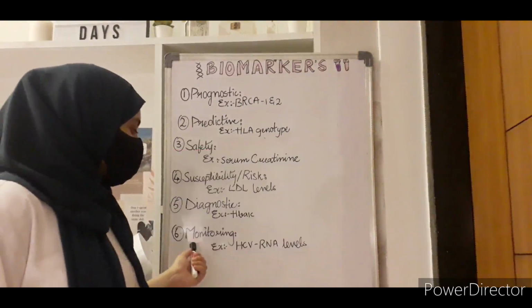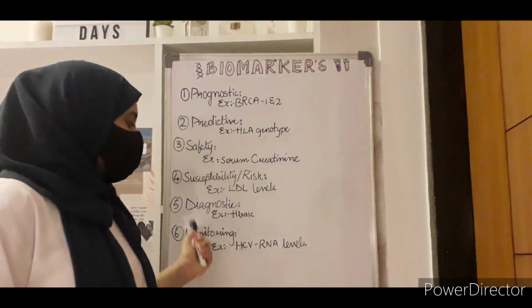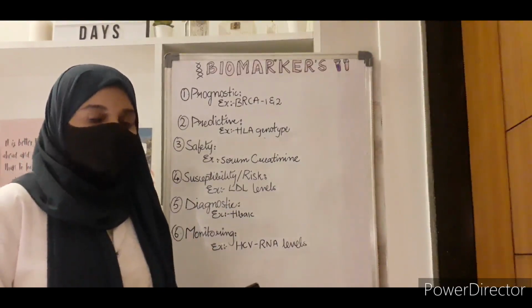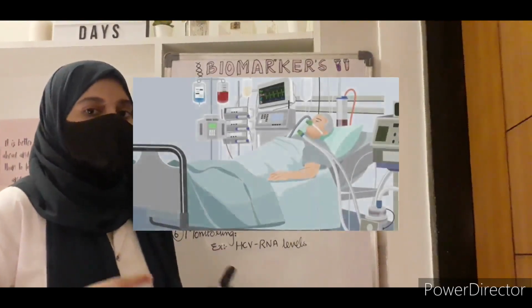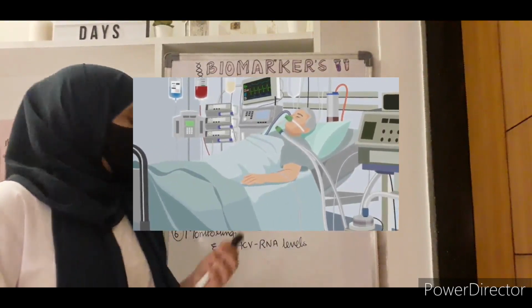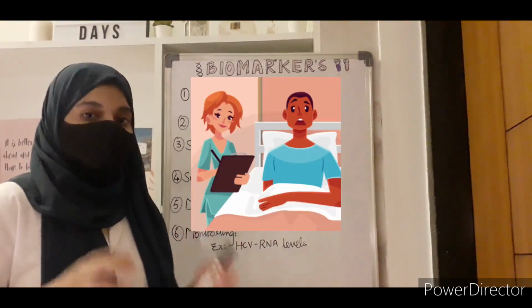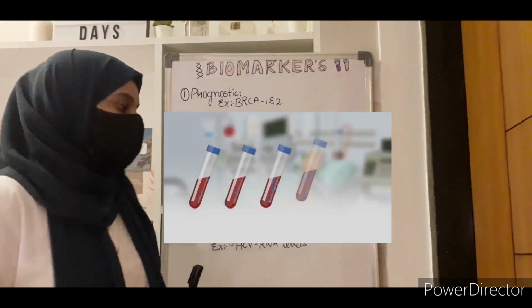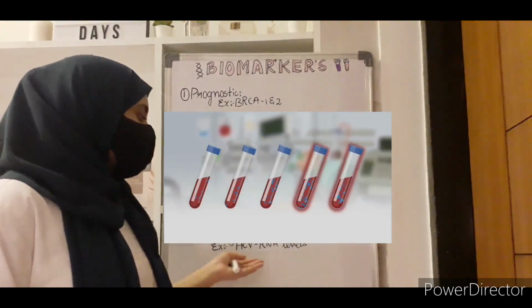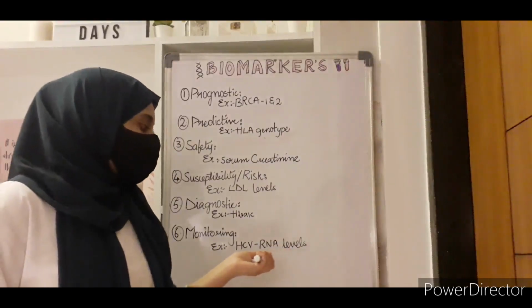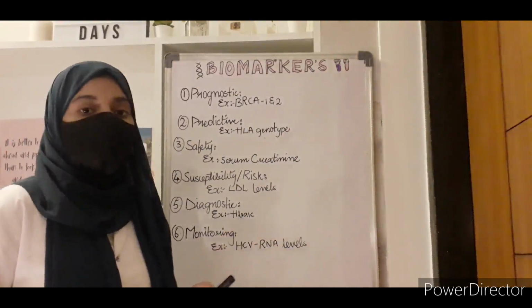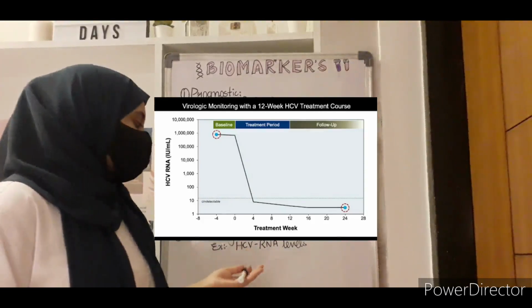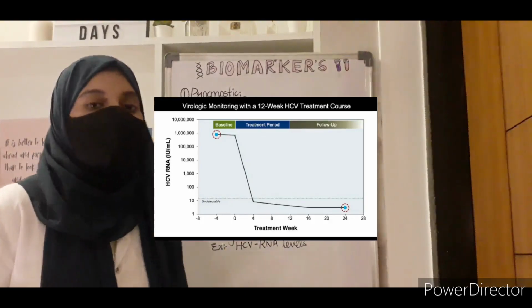And the last biomarker is monitoring biomarker. A monitoring biomarker is used to assess if there is progression of disease, if there is change in severity of disease, if there is any improvement, or if there is development of new disease before and after exposure to a medical treatment. And one of the examples is HCV RNA levels. These levels are used as monitoring biomarkers to assess patients with chronic HCV after treating them. That's all about biomarkers.